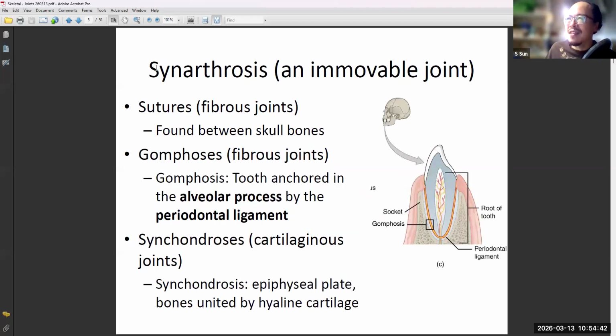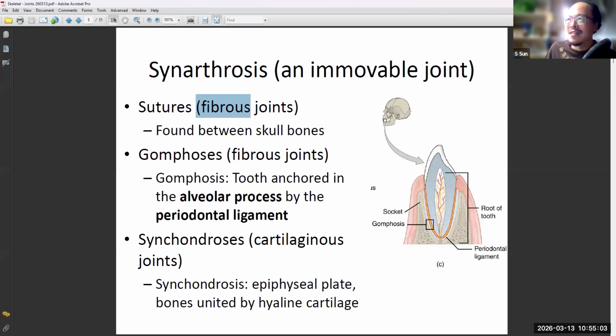So for the synarthrosis, syn means together, it is immovable. You cannot move it. A typical one, I repeated this probably fifth time already, is suture. And what's the structure of it? It is fiber structure. Suture like this one here, those are sutures.